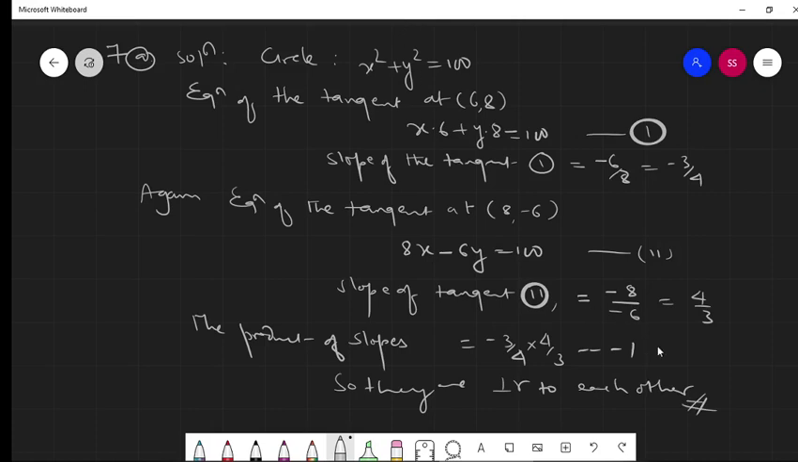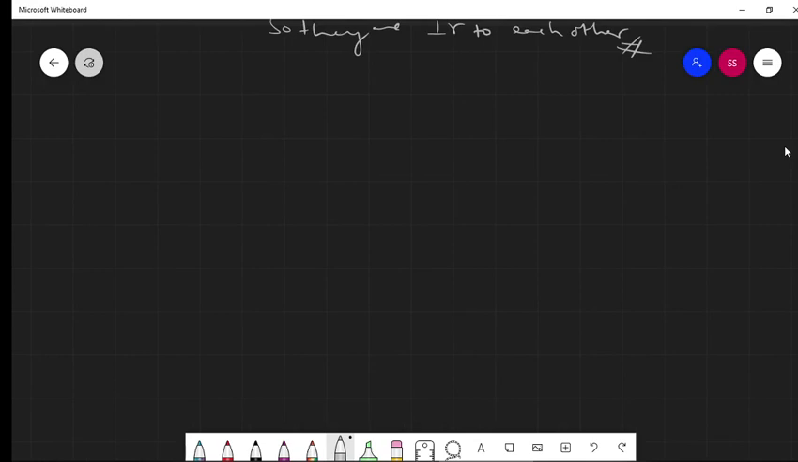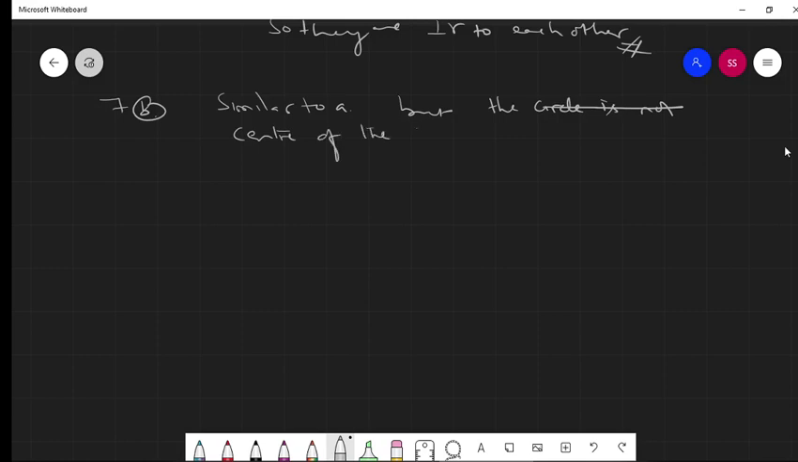Simple question is this. Now moving to question number 7b. Let's see what is given. Prove that the tangents to the circle at these points are parallel. It's a simple question, similar to 7a, but the center of the circle is not 0,0. So you have to consider it in that way.